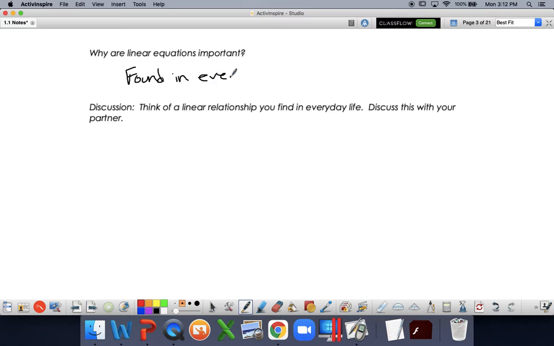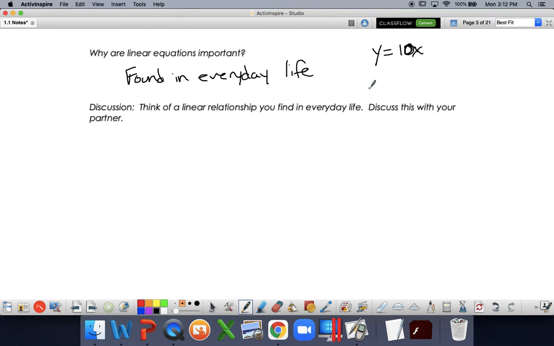Think about someone who has a job and they make 10 bucks an hour. If we want to figure out how much money they'll make after working 6 hours, we just do 6 times 10. Well, that's really the equation, y equals 10x, right? The 10 represents how much they make an hour, and x is the input, or the number of hours they work, and the output is how much you make for that time.